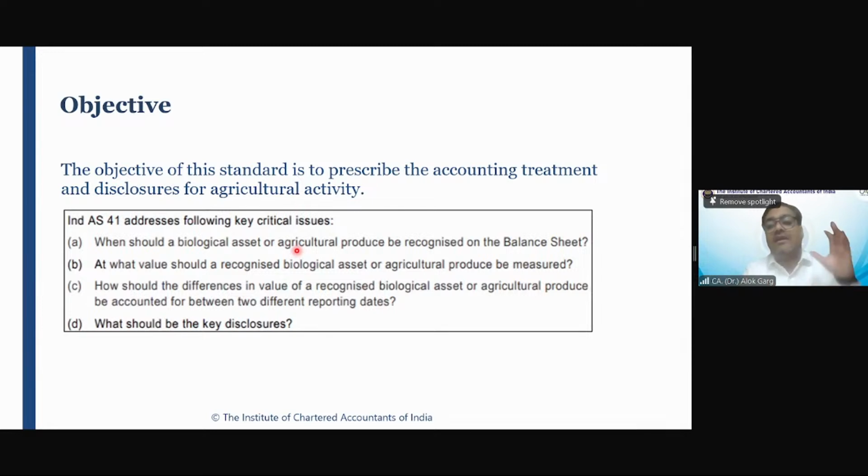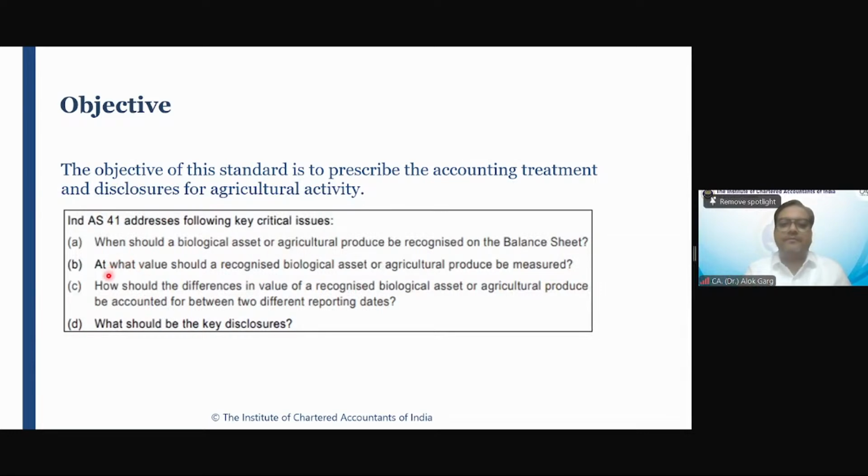Because when they are lying on the tree, it is part of the tree only, and you don't know whether due to natural calamities or due to the bird attack, those mangoes will survive or not. I mean to say whether these mangoes will be usable or not. So when it is plucked, when it is harvested, when it is detached, it will be called an agriculture produce in the context of Ind AS 41.